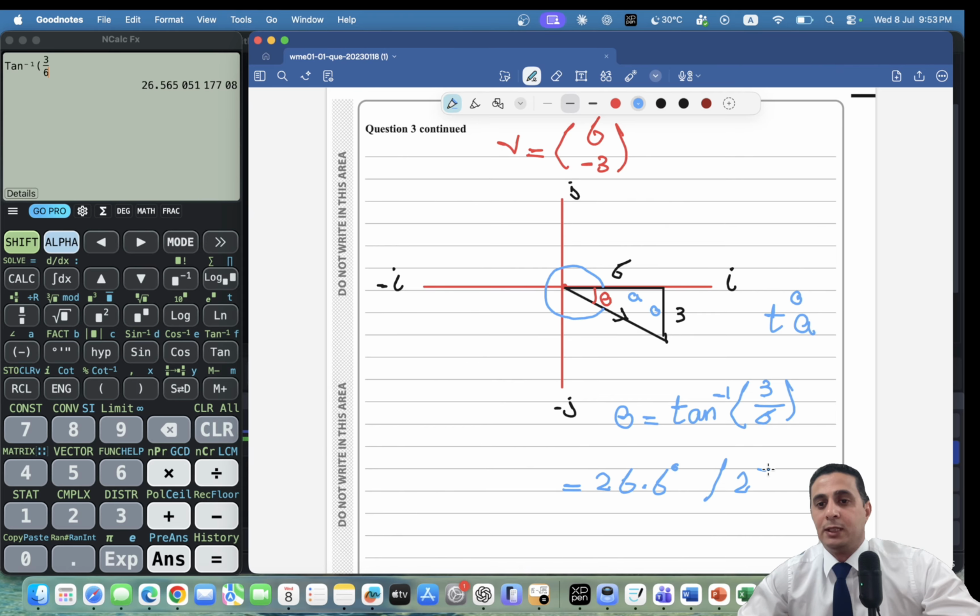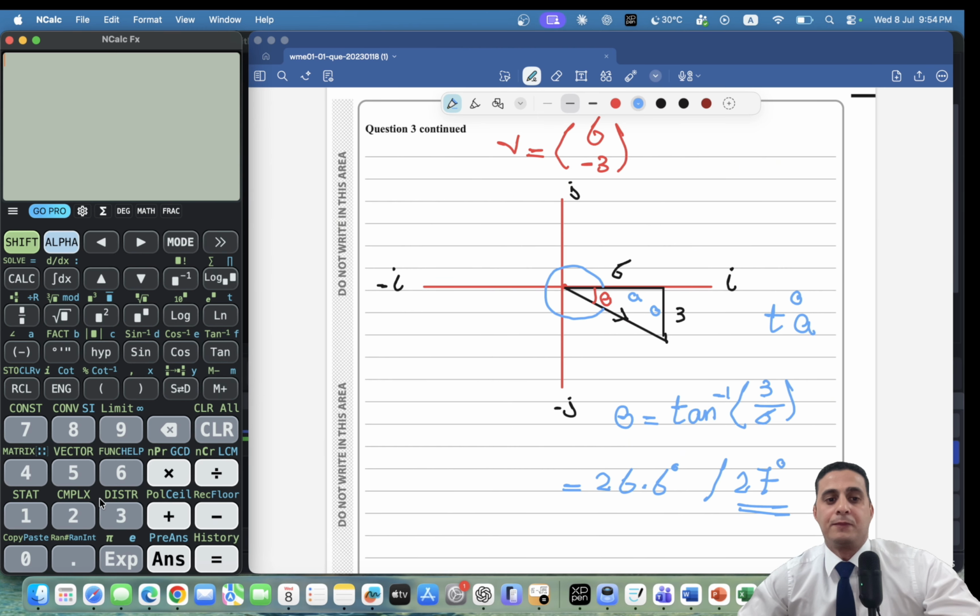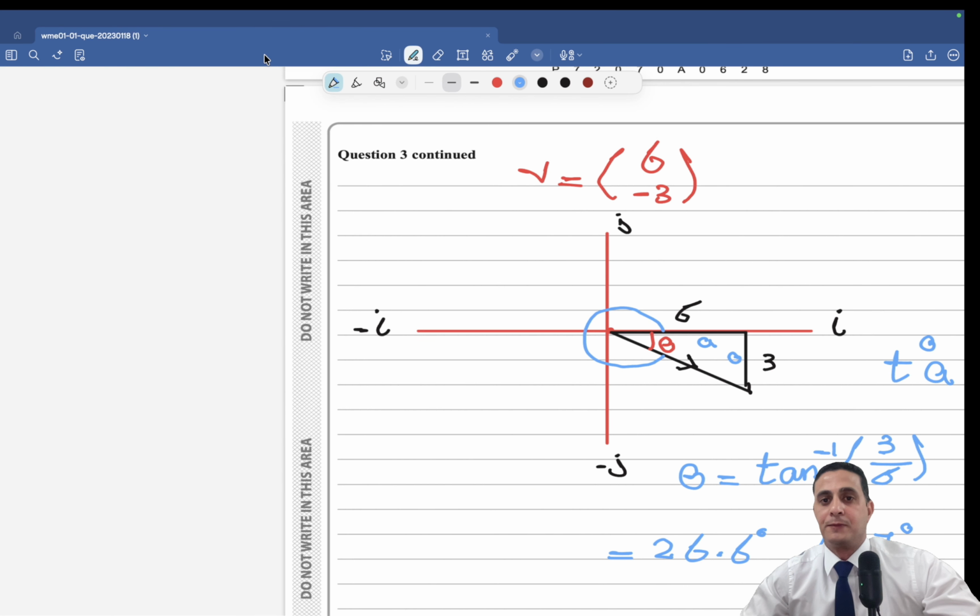Or 27. That's one angle. Or I can write that one. It's the same thing. This one here will be 360 minus 27, which is 333. So it's either one of them, it's correct.